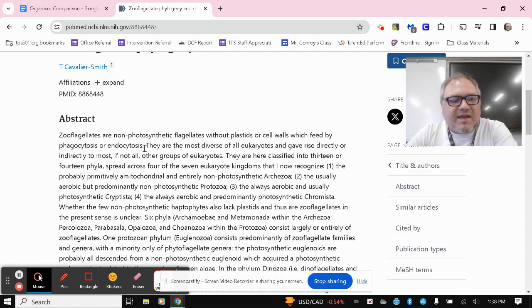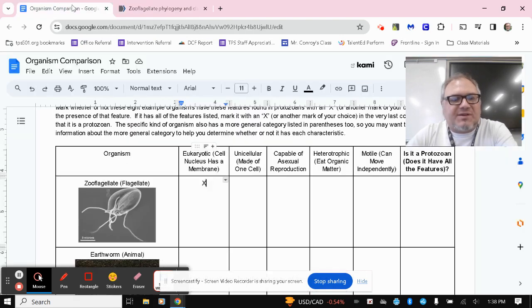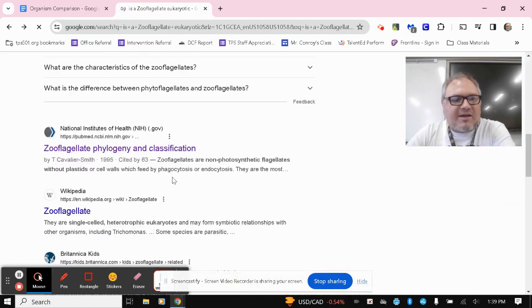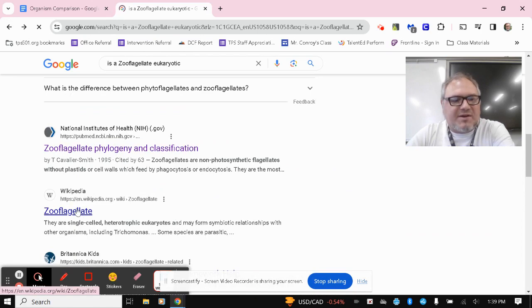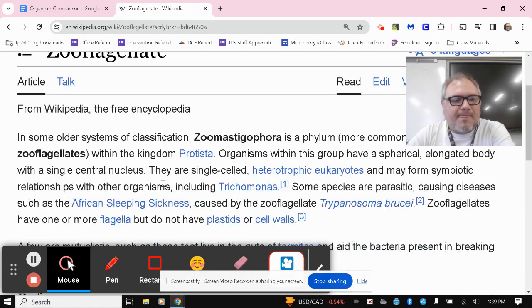The other thing that it gave us some details on here, it says, which feed by phagocytosis or endocytosis, and it mentioned here they're non-photosynthetic. That actually gives us a clue about another category here. They are heterotrophic. They eat organic matter. The opposite of that would be autotrophic, which means going through photosynthesis. So if it talks about the organism eating anywhere, like eating organic matter, it is heterotrophic. If it eats food, it's a heterotroph. And again, I can look at other sources here. Let's look at the Wikipedia one as well.